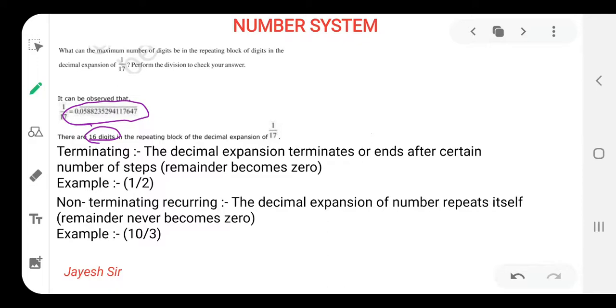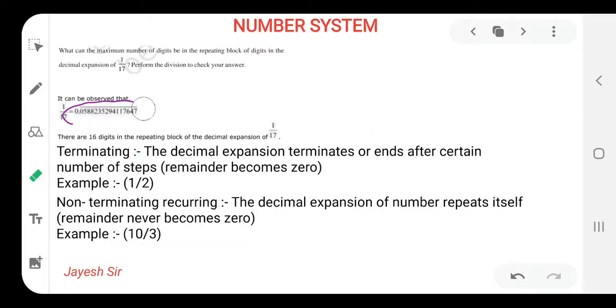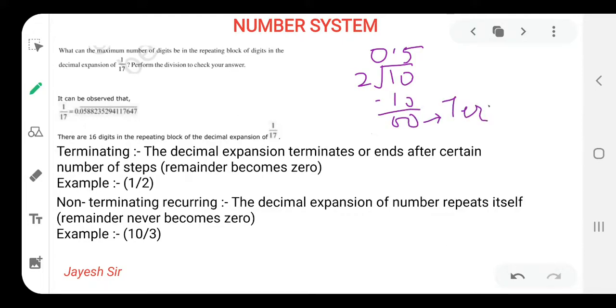So now the most important topic for the day, the concept that we are going to learn today, is terminating and non-terminating recurring. Terminating means the decimal expansion terminates or ends after a certain number of steps. That means if we are dividing 1 by 2, it is not divisible, so we insert 0 and a decimal point, and it becomes 0.5, and the remainder becomes 0. That means it is terminating. Terminating means it ends, and we find the remainder as 0.